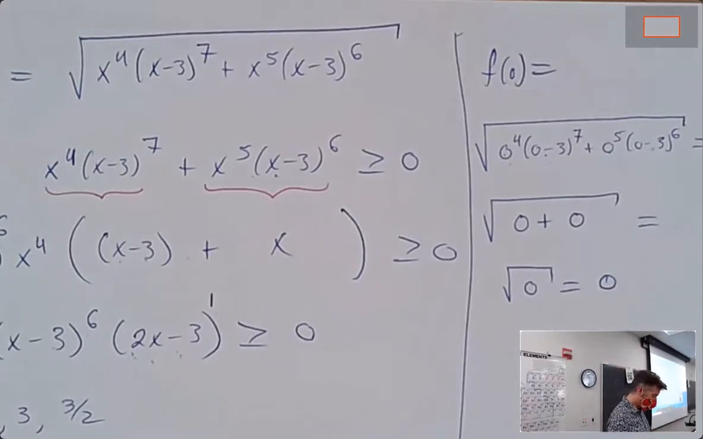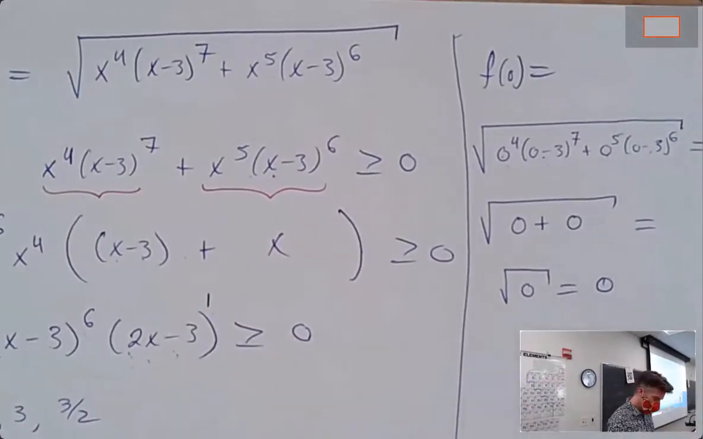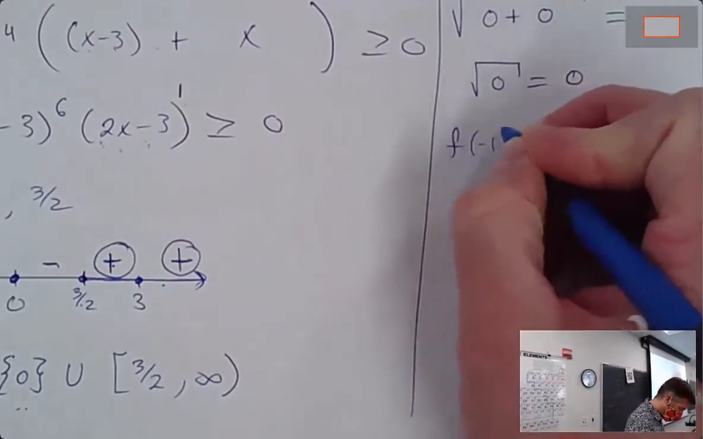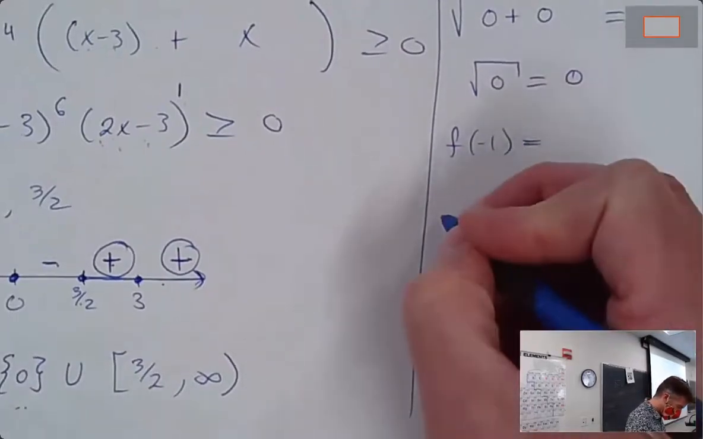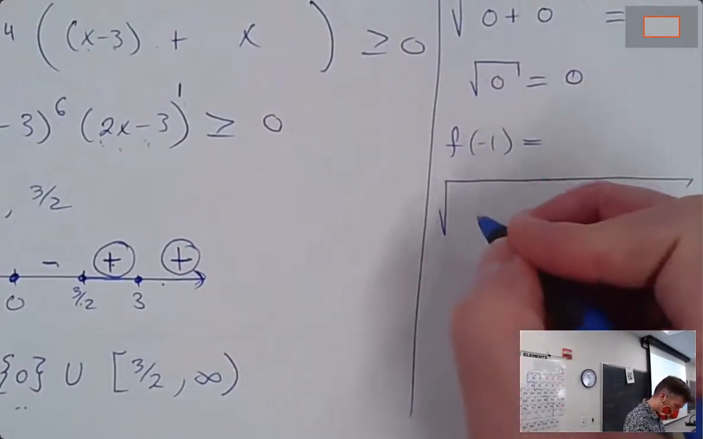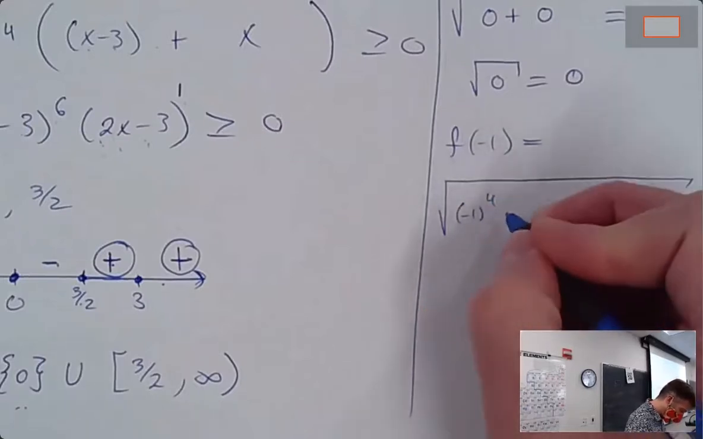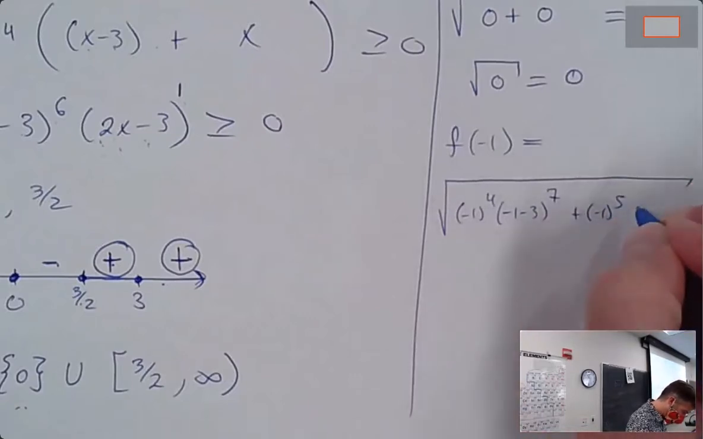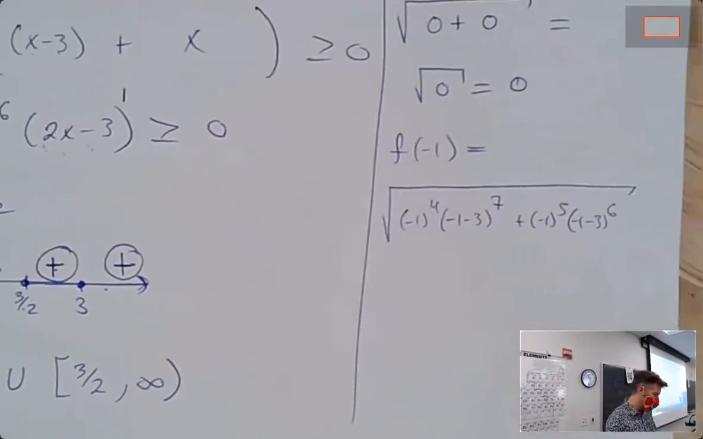On the other hand, -1 would not be in the domain. If you plugged in -1, you would end up taking the square root of a negative number. We can show the work here. If I look at f of -1, it's going to be the square root of -1 to the 4th times -1 minus 3 to the 7th plus -1 to the 5th times -1 minus 3 to the 6th. And I don't really need to calculate this.